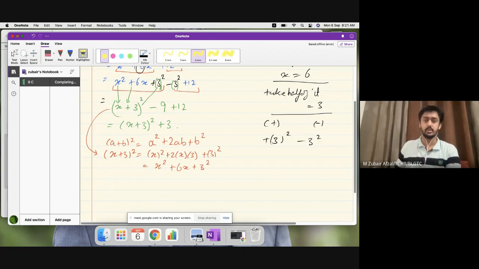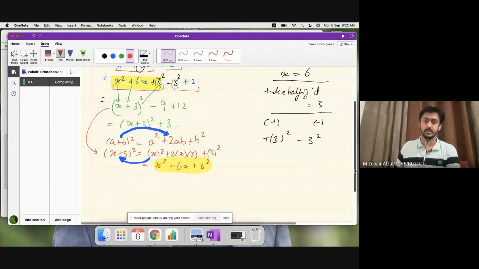Now just look at this, the highlighted one. These two, are they same? X square plus 6x plus 3 square. So basically what we did is the reverse of expanding. We used to go from left to right. Now we are going from right to left. We're closing this. So this is completing square form.